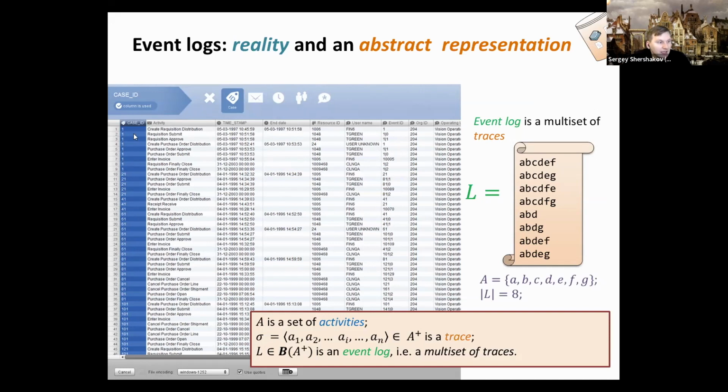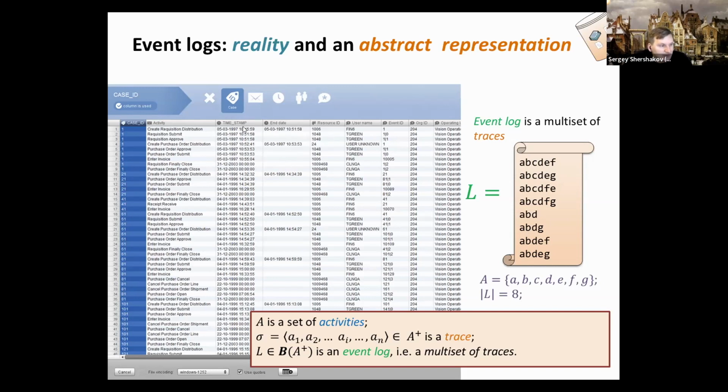The first important one is the case ID. It determines a single process instance. Then we have activities. Activities are actions that are being done during a process execution. And we need a key to order them properly. Most commonly, an attribute associated with a timestamp is used for that.